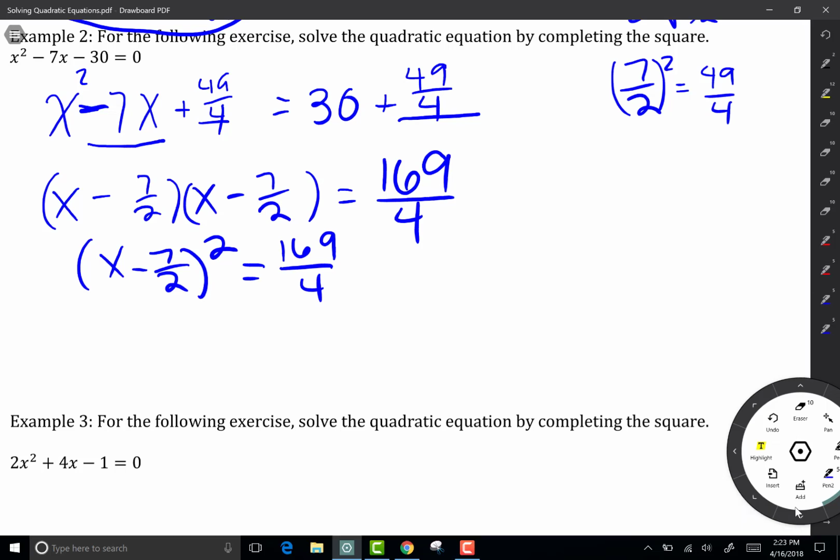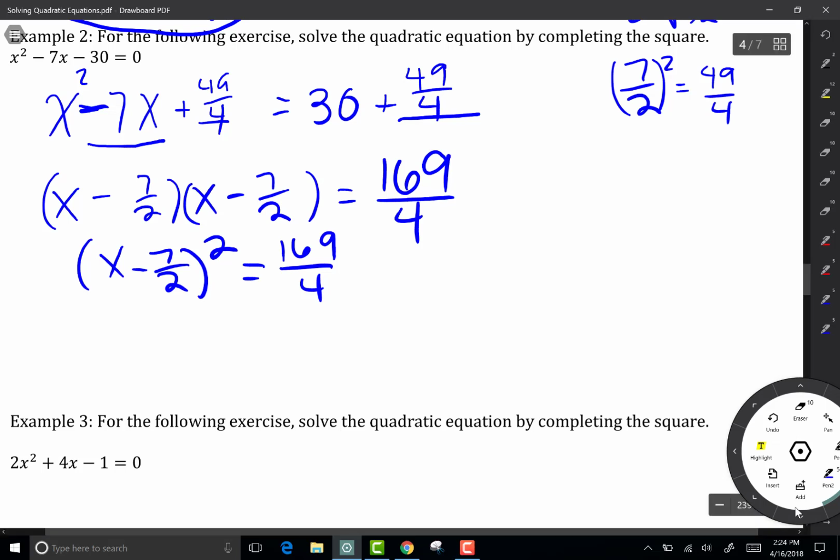Okay, now I have it set up where my part that's being squared is completely isolated. So I can square root both sides. When I square root both sides, I get x minus 7 halves is equal to plus or minus the square root of 169 over 4.